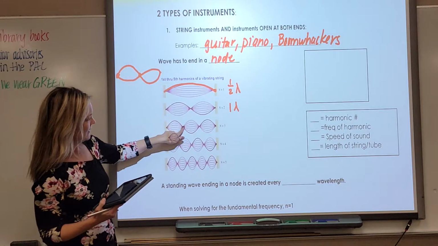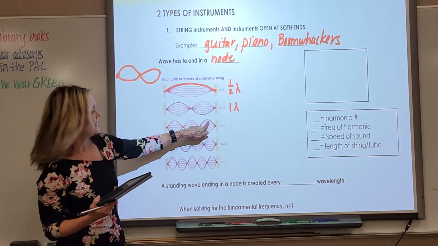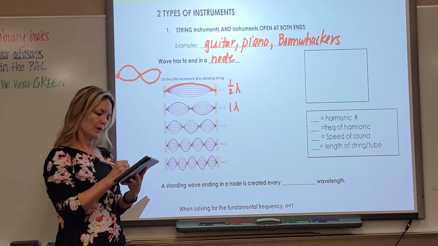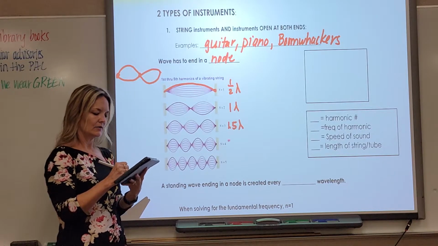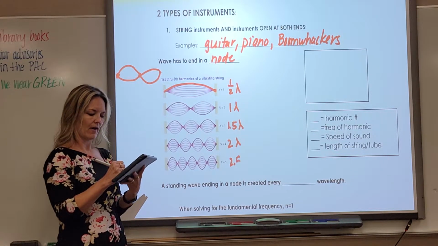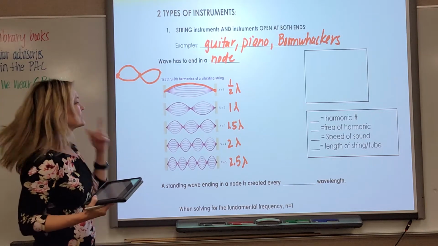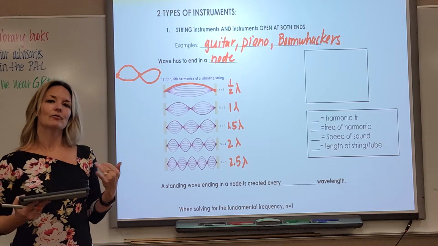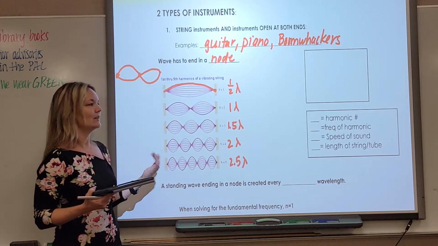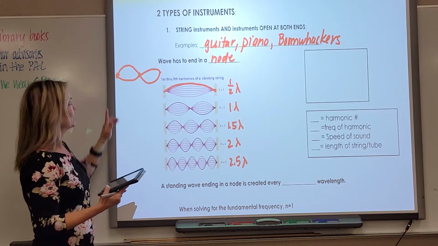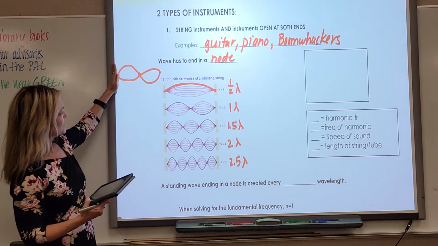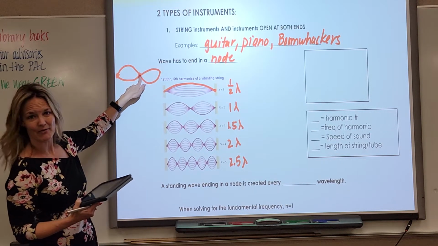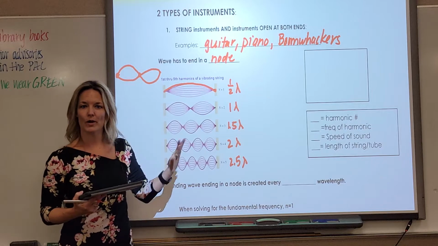Then there's 1 and another 1/2, 1.5, and then 2 wavelengths, 2.5, and so on. So what's happening is in the scheme of a standing wave, every 1/2 of a wavelength, you have a node. So a reminder, a node, a node, a node. Here's the starting one. Here would be the first one, halfway through, then the second one, 1 full wavelength, and so forth.